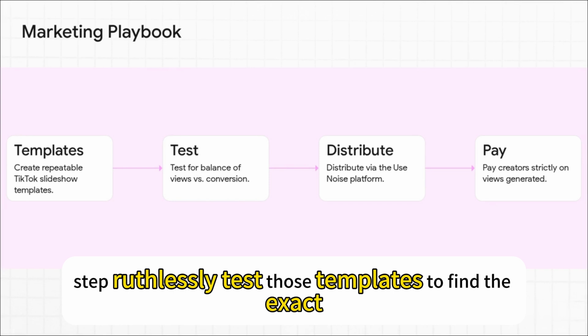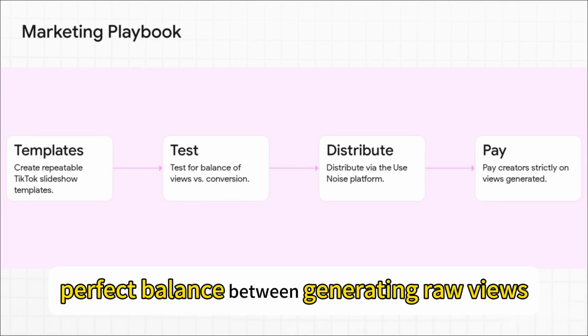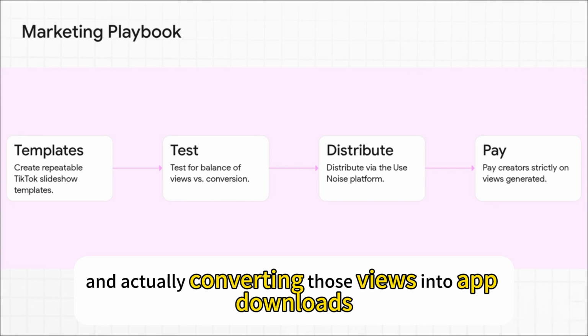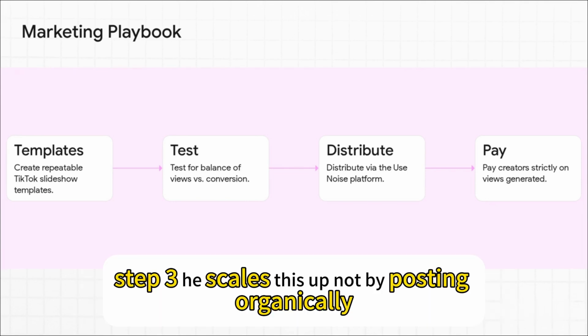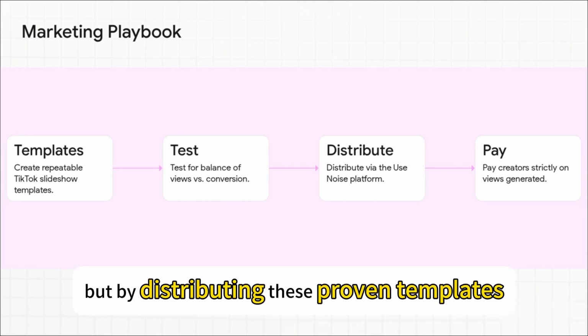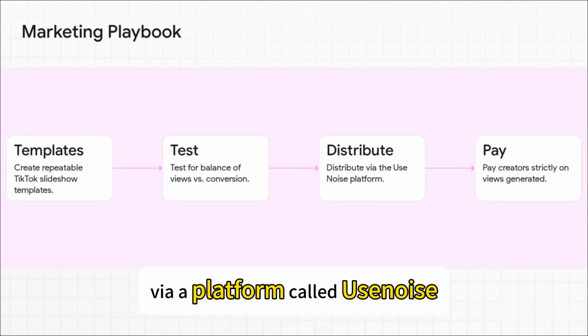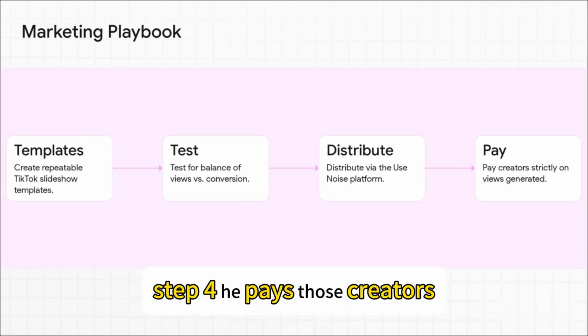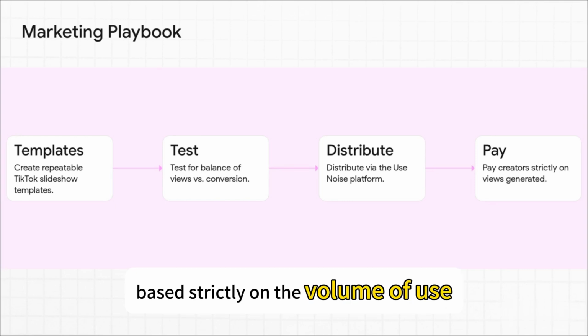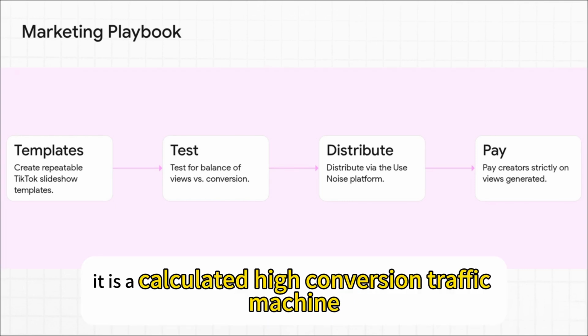Step 2. Ruthlessly test those templates to find the exact perfect balance between generating raw views and actually converting those views into app downloads. Step 3. He scales this up not by posting organically, but by distributing these proven templates to external creators via a platform called UseNoise. Step 4. He pays those creators based strictly on the volume of views they generate. It is a calculated high-conversion traffic machine.